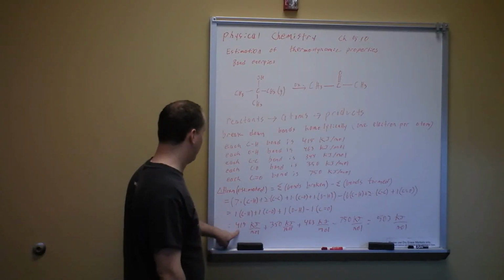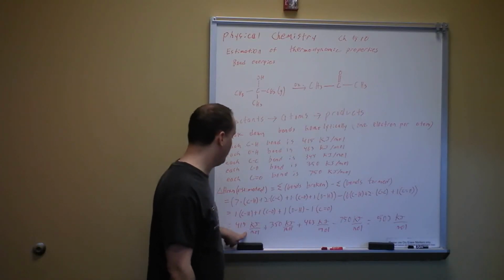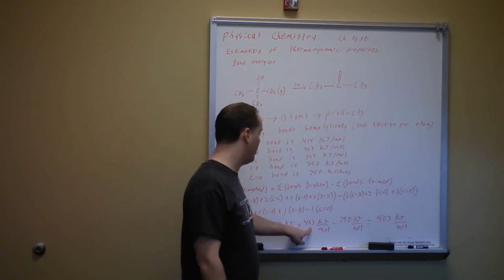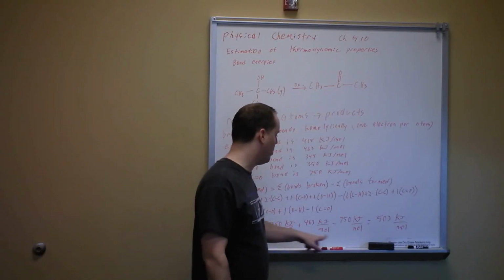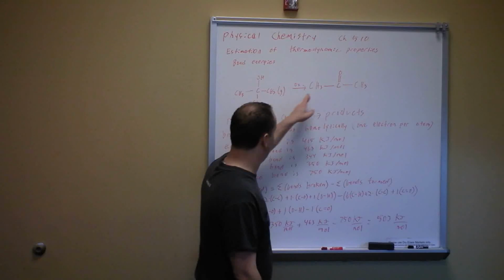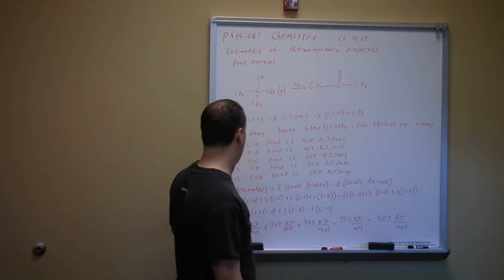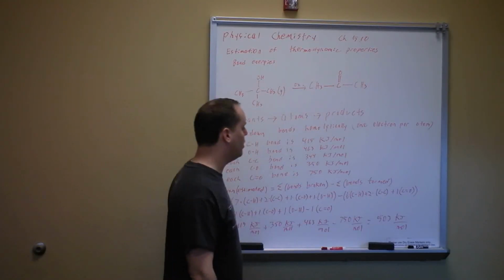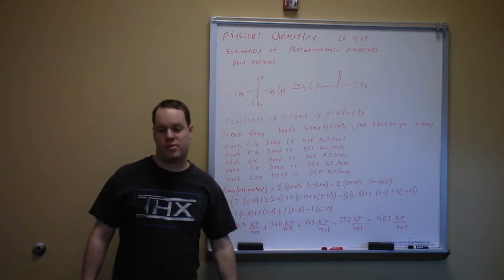So then we put in the values. We add up 415 kilojoules per mole, plus 350 kilojoules per mole, plus 463 kilojoules per mole, and subtract out that 750 kilojoules per mole. So going from here to here, the change in enthalpy is 503 kilojoules per mole. That's the end of Chapter 5.